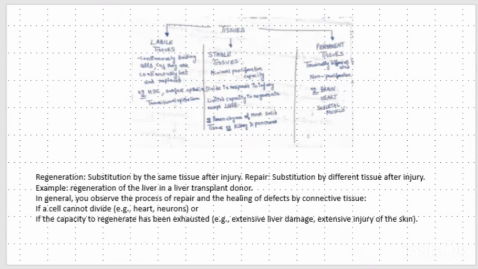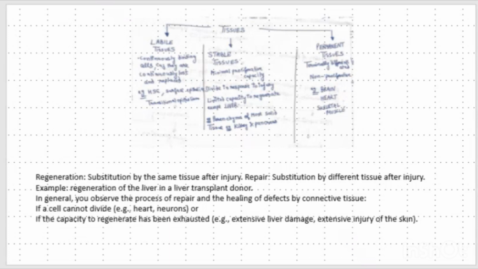First, I'll be describing what is regeneration and what is repair. So in general, when you replace a damaged tissue with another tissue of its same kind, that is considered as regeneration. Now we all know from books and sources that we have three different kinds of tissues: permanent tissues, which cannot divide because they are terminally differentiated, and on the other end we have labile tissues which are continuously dividing, and then we have something called stable tissues, which have a limited capacity to divide.